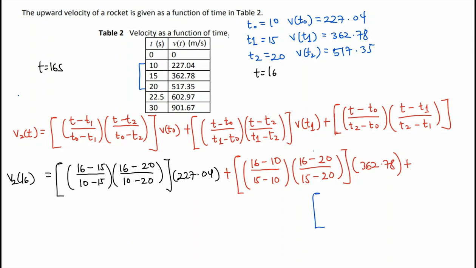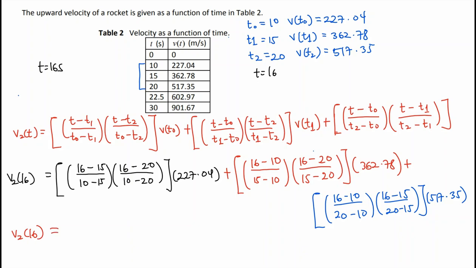So all this plus, let's consider the last term. We have bracket open t minus t naught, which will be 16 minus 10, divided by t2, which will be 20 minus 10. Multiplying 16 minus 15, divided by 20 minus 15, right? All this multiplying v of t2, which is 517.35. So let's sum up everything and see what you're going to get for the velocity at 16 seconds.